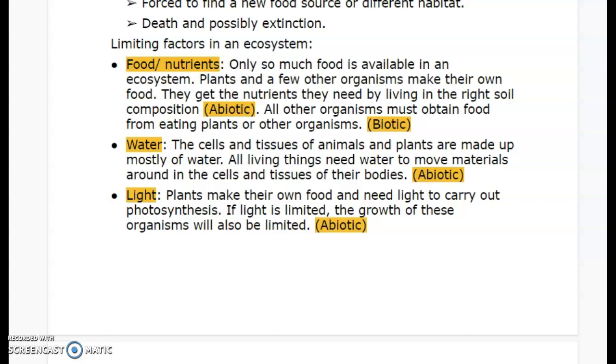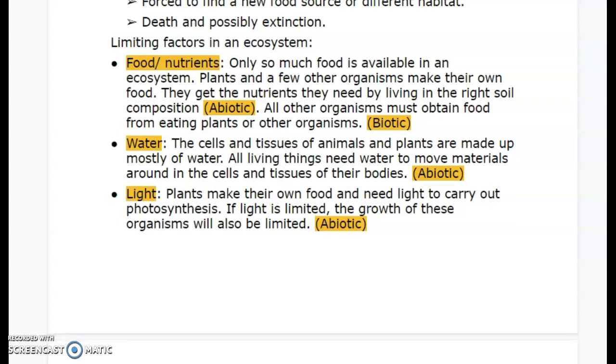Water. The cells and tissues of animals and plants are made up mostly of water. All living things need water to move materials around in the cells and tissues of their bodies. Water is considered an abiotic factor. Light. Plants make their own food and need light to carry out photosynthesis. If light is limited, the growth of these organisms will also be limited. Light would be considered an abiotic factor.